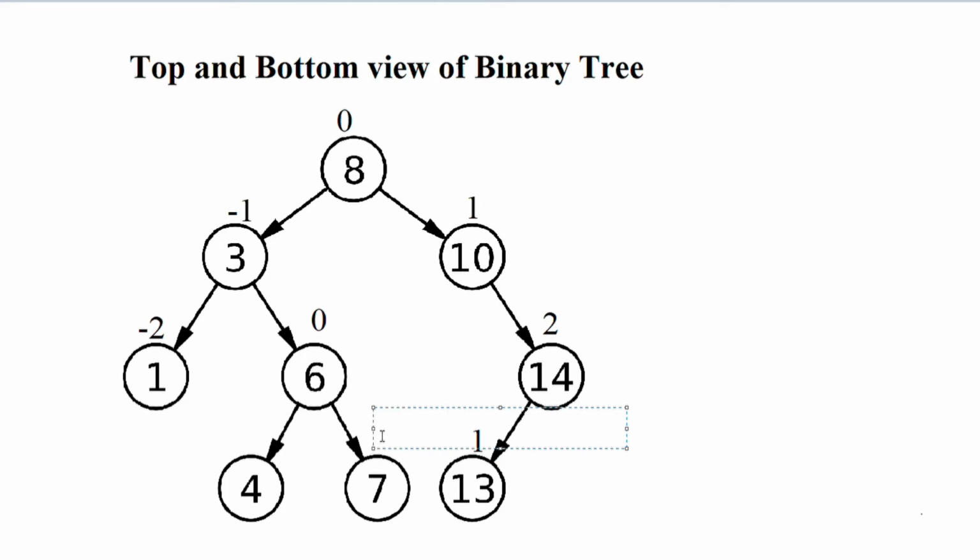Actually, this will also make it very easy to understand diagrammatically. I'll show you in a bit. 4 will become minus 1. Now, any nodes that have the same horizontal distance will lie in the same line.